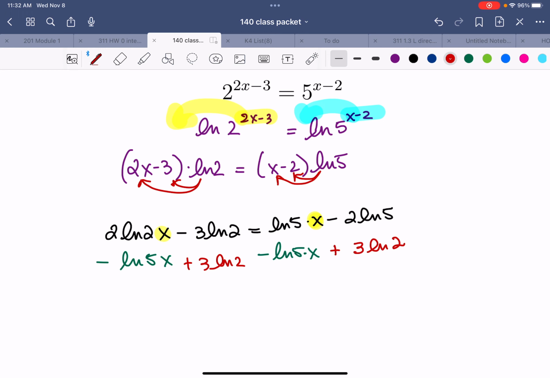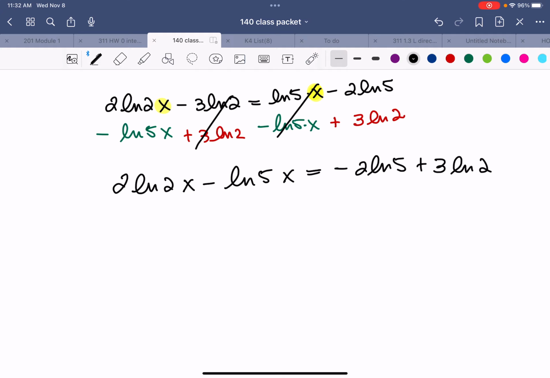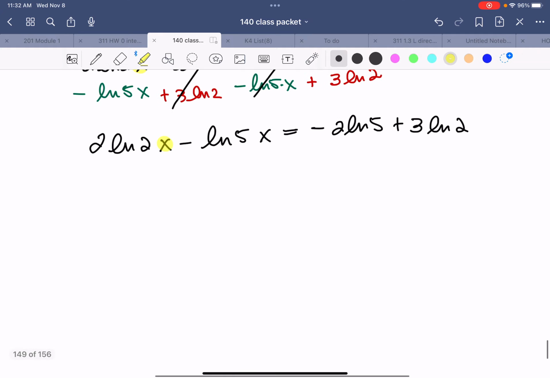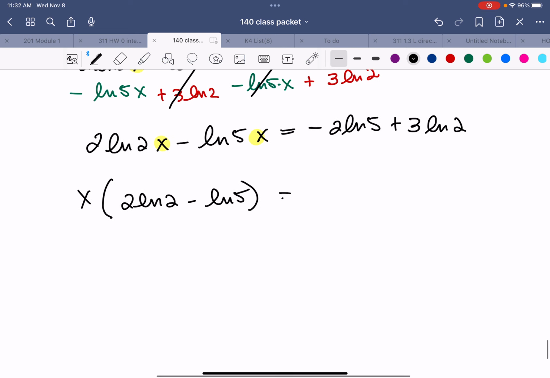Okay. All right. Now, when things cancel, these cancel out, these cancel out. So I'm left with 2 ln 2x minus ln of 5x equals negative 2 ln 5 plus 3 ln 2. Now, I've got my two x's. They're both on the same side. I'm going to go ahead and factor it out front. That leaves me with 2 ln 2 minus the natural log of 5 in parentheses. And that's equal to negative 2 ln 5 plus 3 ln 2.